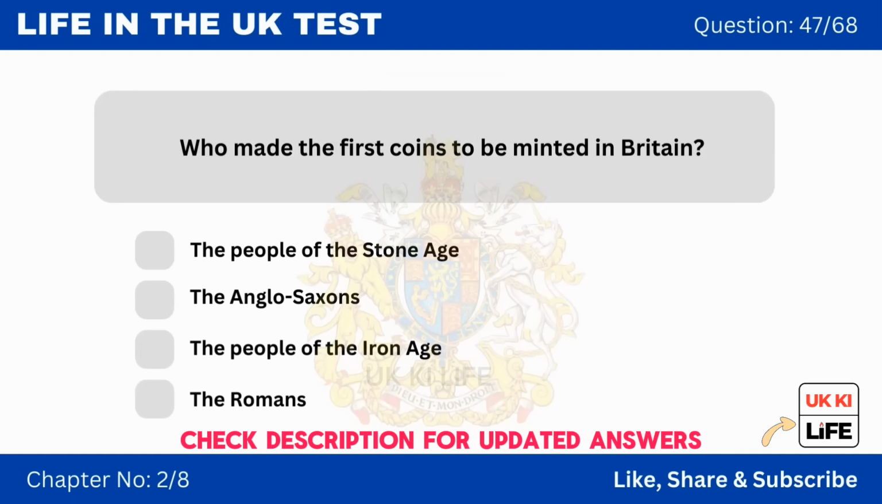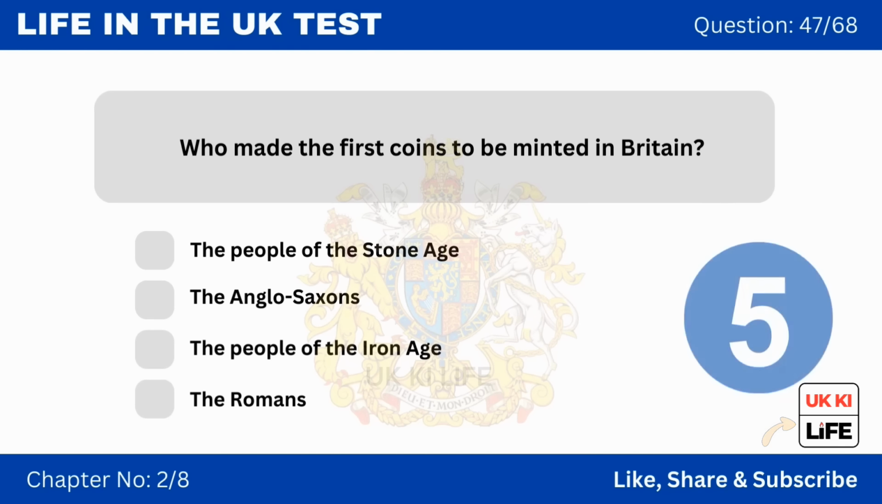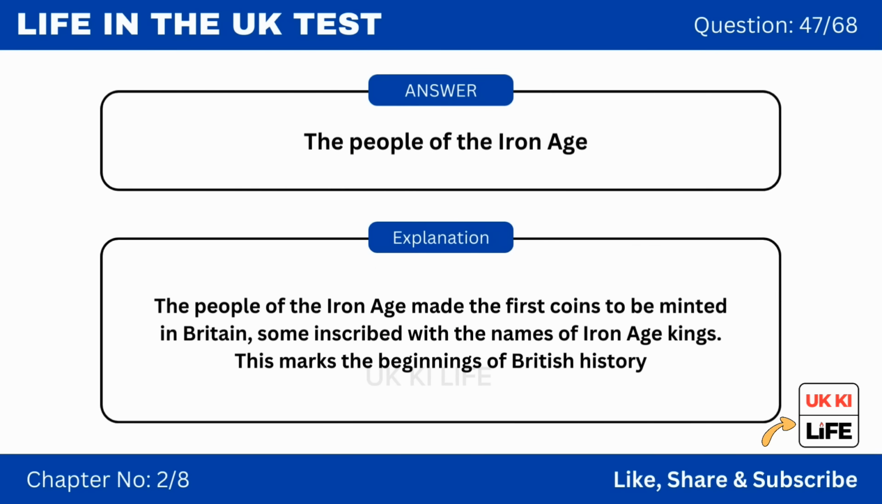Question 47. Who made the first coins to be minted in Britain? The people of the Stone Age, the Anglo-Saxons, the people of the Iron Age, the Romans. The correct option is C. Explanation. The people of the Iron Age made the first coins to be minted in Britain, some inscribed with the names of Iron Age kings. This marks the beginnings of British history.